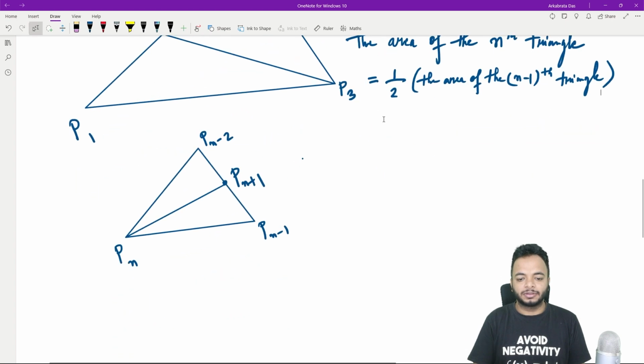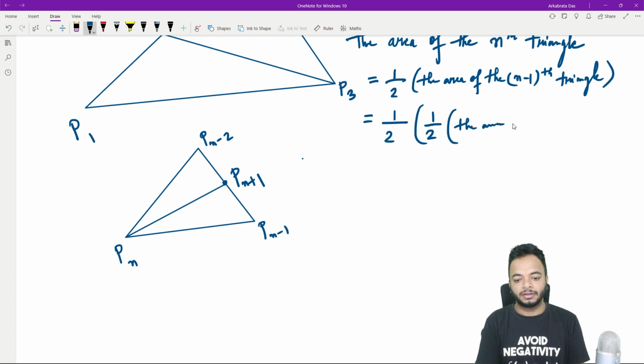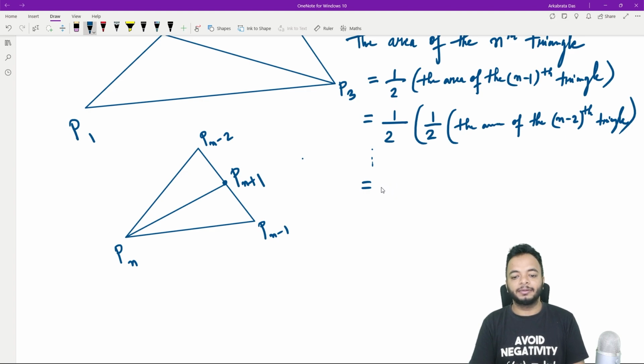Okay, and so on and so forth, like you can just go backward, or half into. Now the area of this (n minus 1)th triangle is again half of the area of the (n minus 2)th triangle, and so on and so forth. Okay, so finally this will boil down to, you see that for n minus 2 it's (1/2) squared.